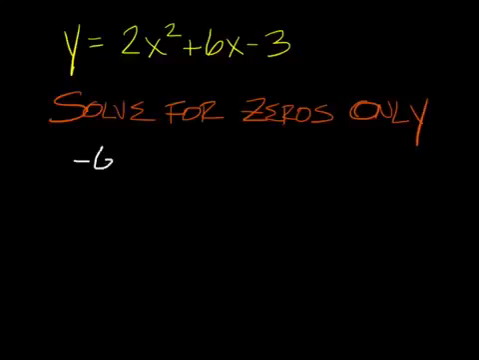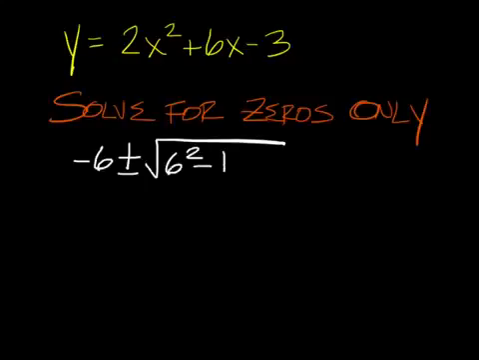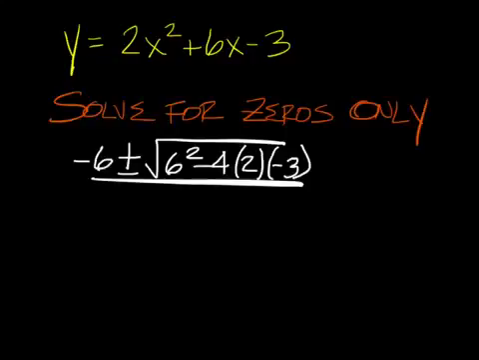It'll be negative 6 plus or minus the square root of 6 squared minus 4 times 2 times negative 3, over 2 times 2. Getting off, the announcements foul me up. Every time the announcements come on, I can't do anything right after that.